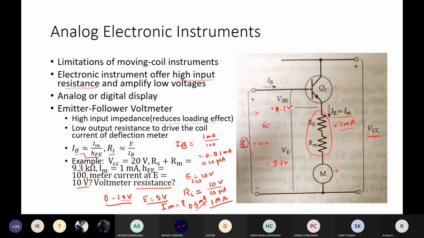How will you calculate? Do the same analysis. It is now 5 volts. Voltage drop is 0.7. How much is the voltage drop across here? 4.3. So how much is the current flowing through the meter now? The total resistance RS plus RM is 9.3 kilo ohm. Less than 0.5: 0.462 milliampere. So what went wrong?